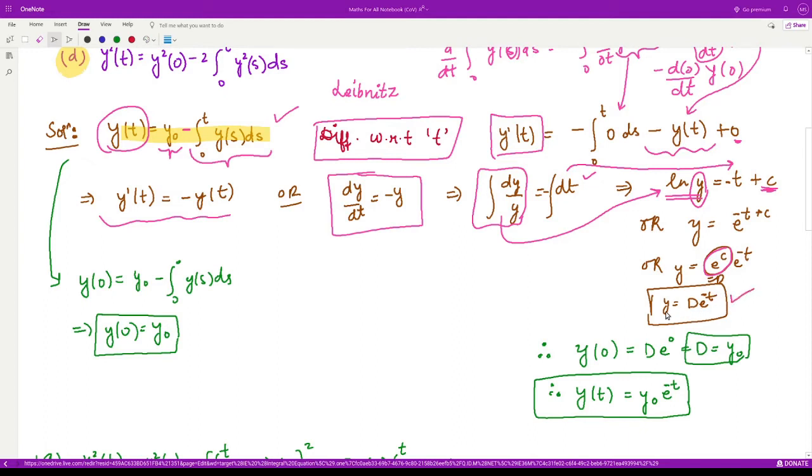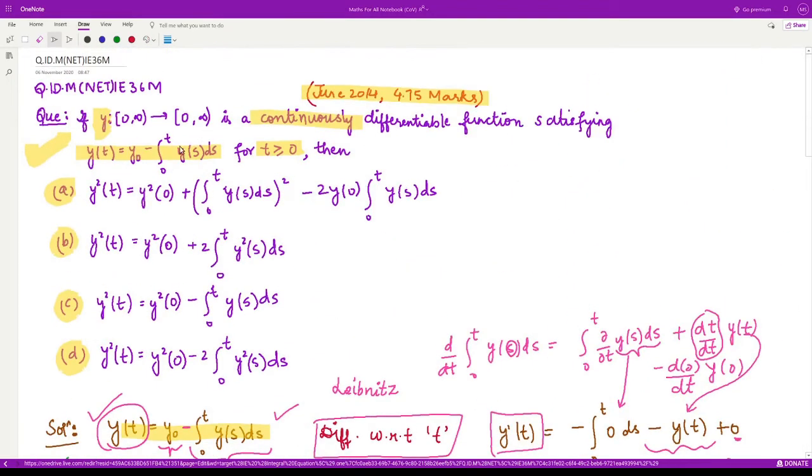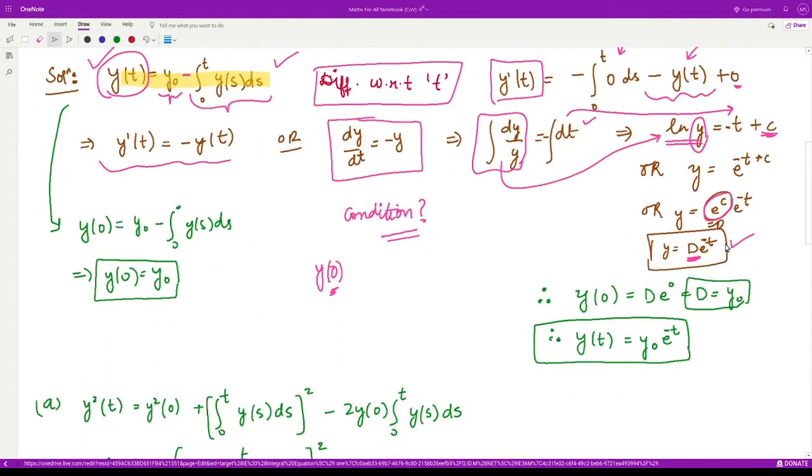Now in order to have y, we must calculate what d is. For that we need some condition. In the question you do not have any condition on the given y. So what can we do? We can look at our y(t), and calculate y at 0. Why have I chosen the point 0? Because your interval is given from 0 to t, so your initial point is basically 0. So we can evaluate the value of y at the point 0.